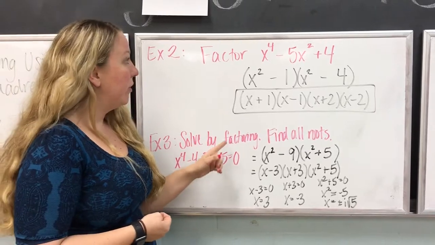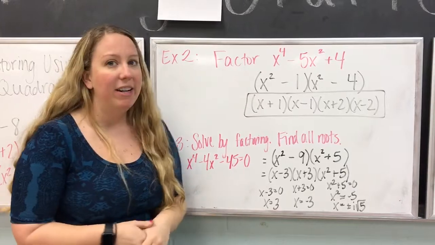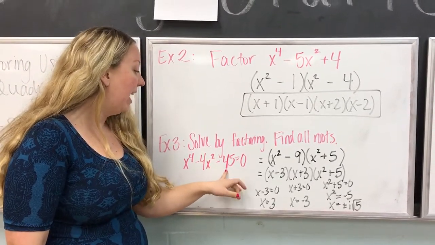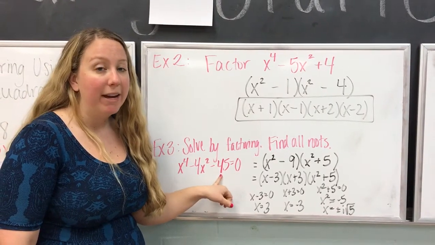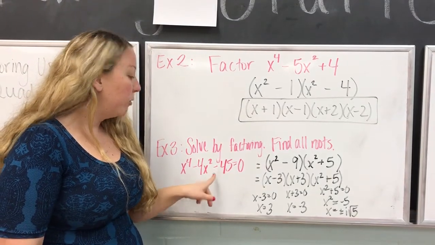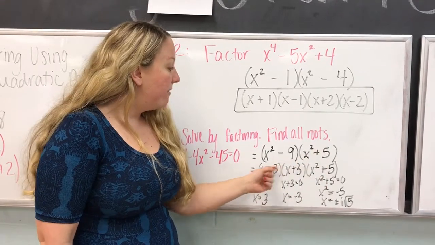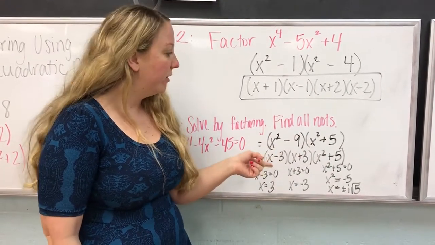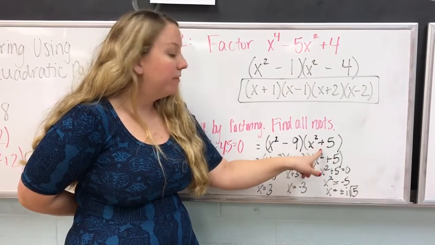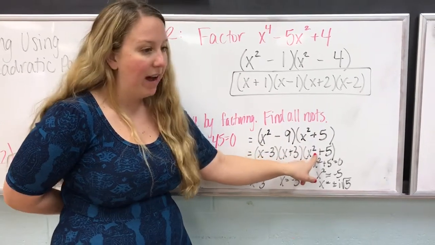And the last thing we can do with factoring using quadratic patterns is we can solve by factoring and find all the roots. So if I have x to the fourth minus 4x squared minus 45, and I want to factor using quadratic patterns, I'm going to have my x squared and my x squared. And then two numbers that multiply to negative 45 and add to negative 4 are negative 9 and 5. So now I have x squared minus 9, which is my difference of squares. So that's x minus 3 times x plus 3. And x squared plus 5 doesn't factor into anything. You keep it as x squared plus 5.